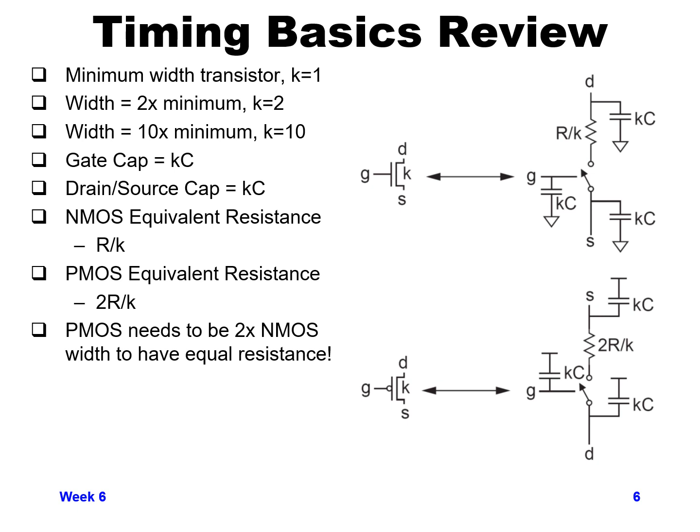So if our basic unit is a minimum width, minimum length transistor, our value of K for the purposes of this discussion is going to equal 1. If the width of our transistor is 2x minimum, K is going to be 2. If the width was 10x minimum, K would be 10. With that as our basis, the gate cap for a given transistor is going to be whatever width multiple it is, K times our unit capacitance value.